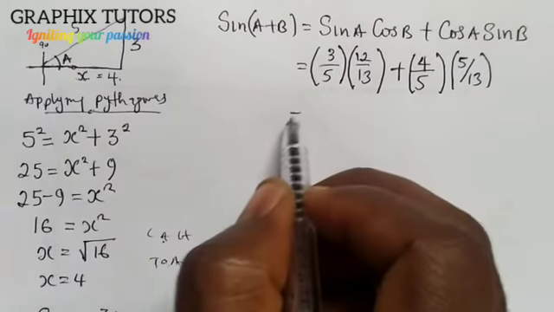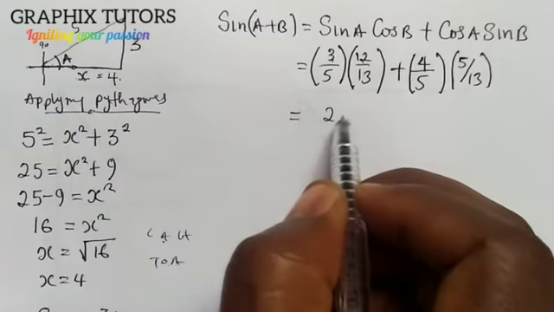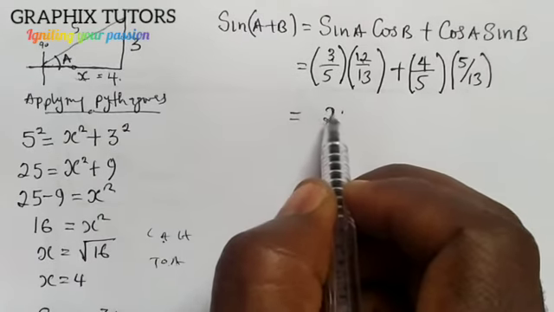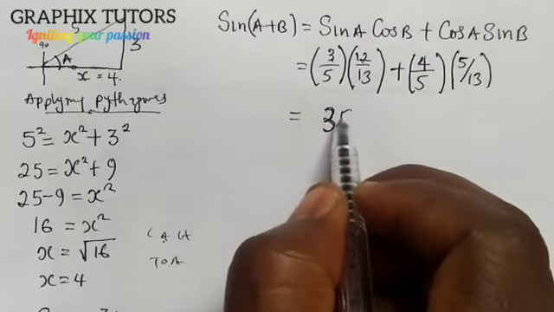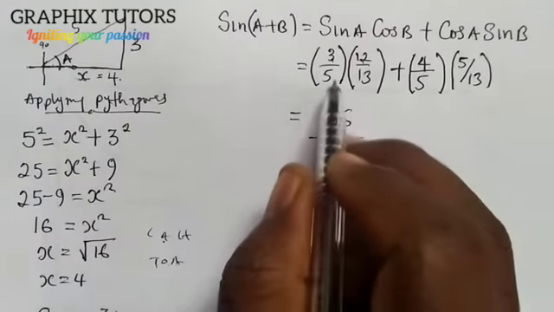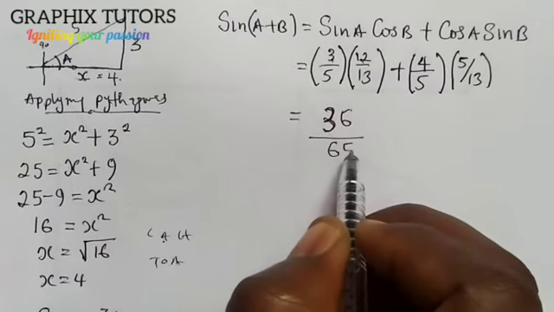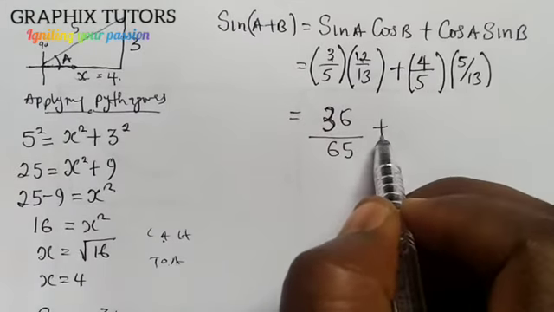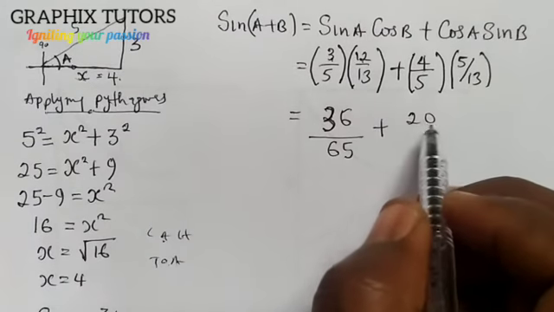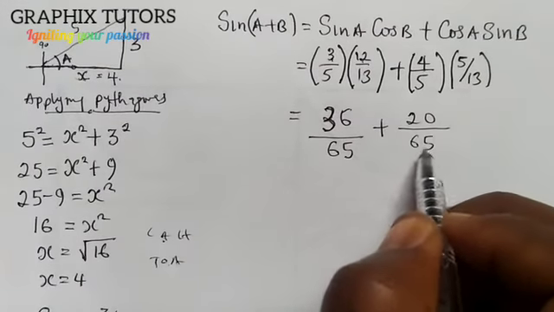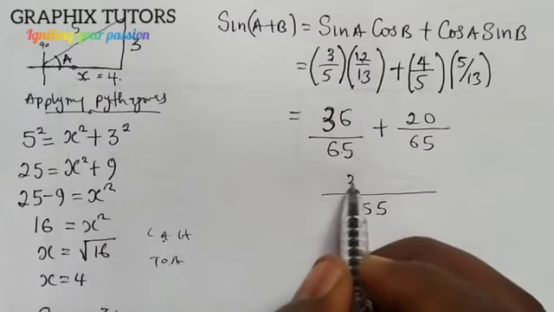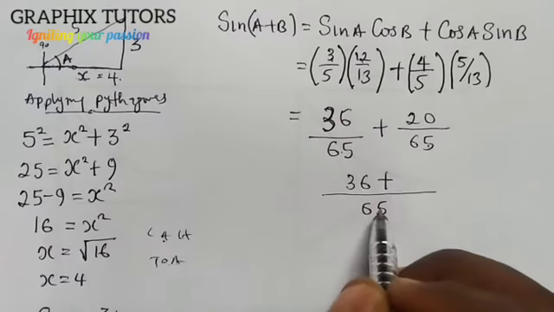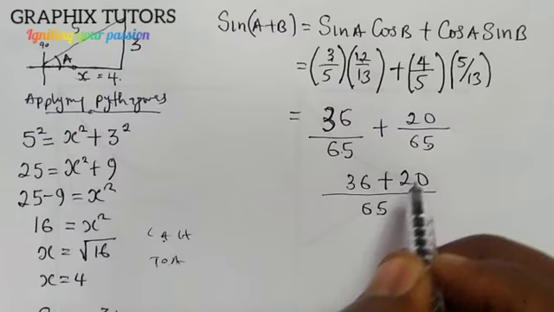So from here, 3 times 12 is 36. All over 5 times 13, which is 65. Plus 4 times 5 is 20 over 65. Now if I look for the LCM, it is 65. 65 and 65 is 1. 1 times 36 is 36. Plus 65 here is 1. 1 times 20 is 20.